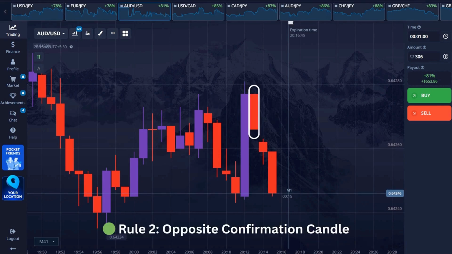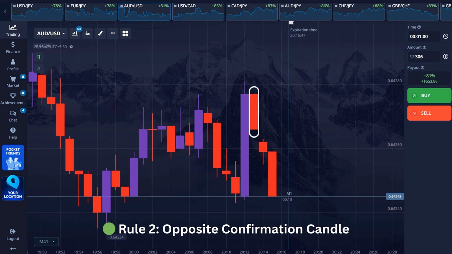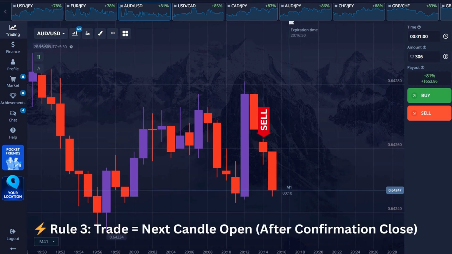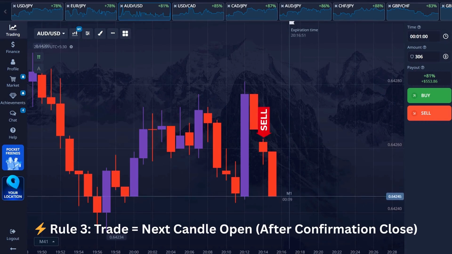Rule 2. Confirmation candle. Now wait for the very next candle. It must be the opposite color of the trigger candle. If the trigger was red, we need a green confirmation. This means buy. If the trigger was green, we need a red confirmation. This means sell. Rule 3. Entry point, important. We do not enter during the confirmation candle. We wait for it to fully close and then take our trade on the next candle open in its direction.